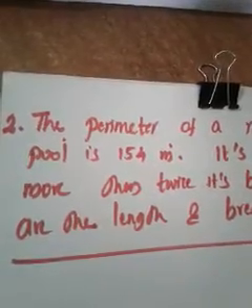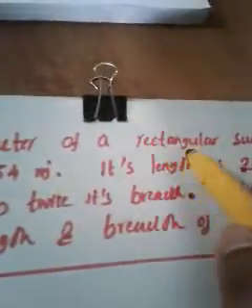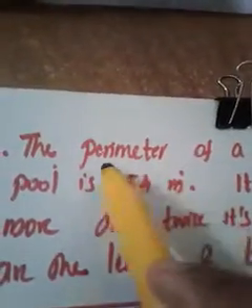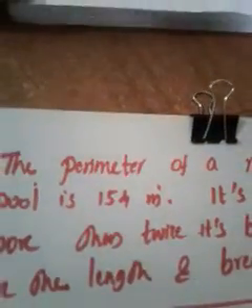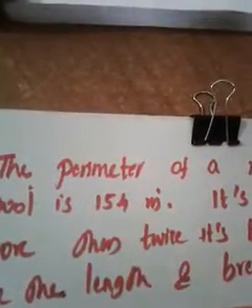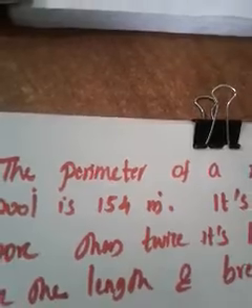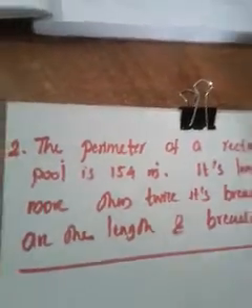The perimeter of a rectangular swimming pool is 154 meter. What is perimeter? Perimeter is nothing but the sum of all sides. Suppose you consider your study table. This is the table I am using. See how to calculate the perimeter. Just take this length and this breadth, again this length, this breadth. Just add it, then we will get the perimeter.